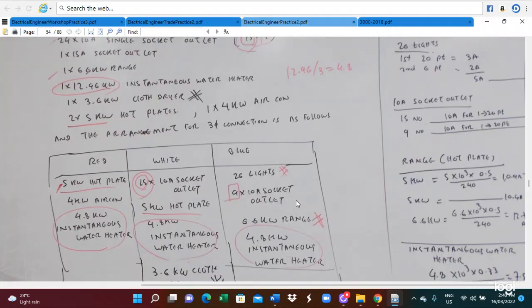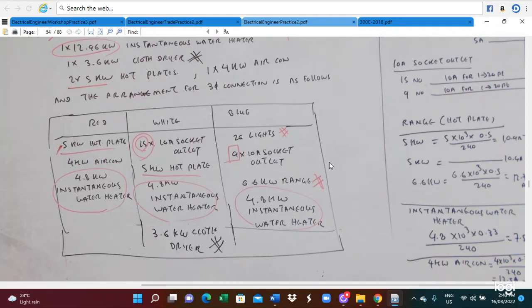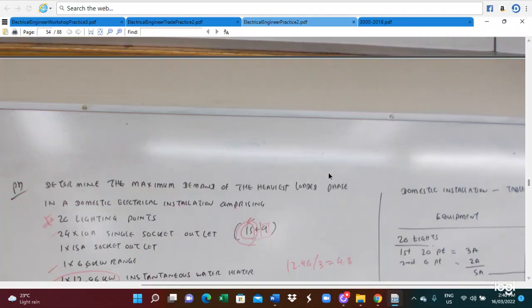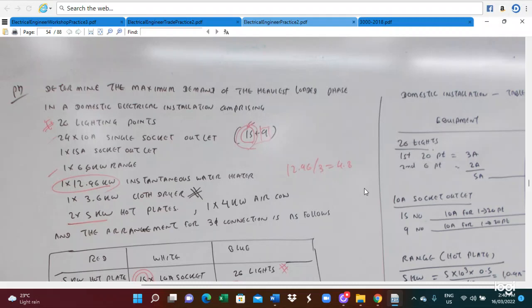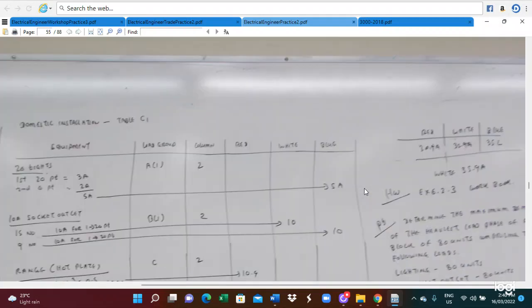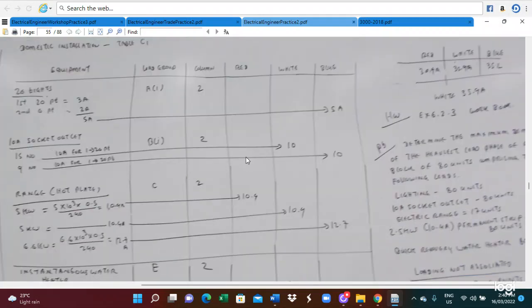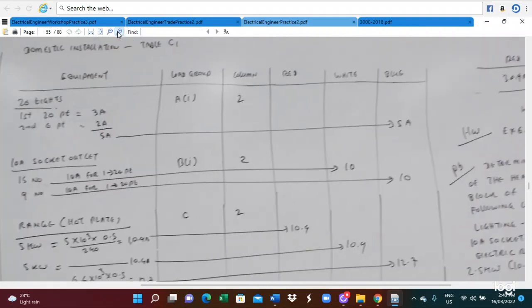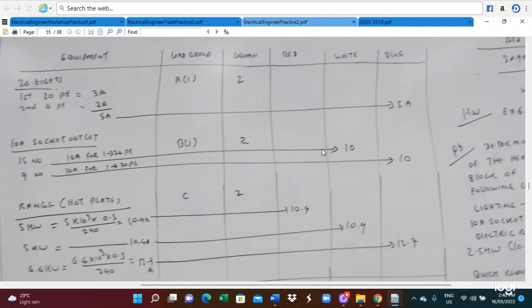We have to arrange it to the red, white, and blue phase. Then based on this, we have to calculate using this table, which we have to draw. You can see the table: the left column is the equipment, and then you have to use the load group table. This is for the column, and red, white, and blue. So this is what we calculate.